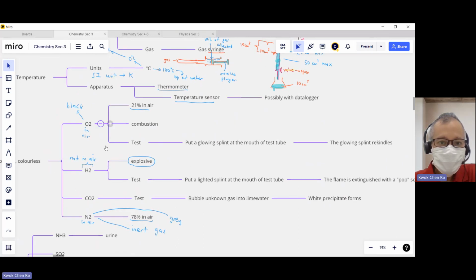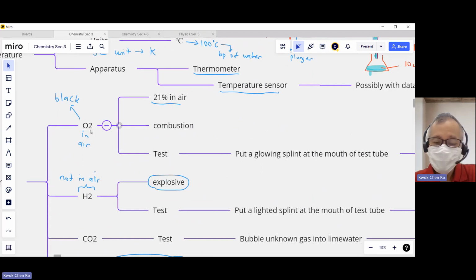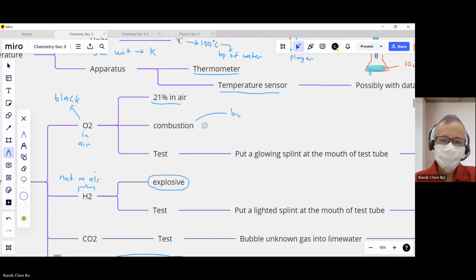Let's go back to O2. I didn't write it down, but I assume you already know it's important for respiration. Basically, it's important for survival. Animals, plants, they need O2, but I don't think that you need to know that, at least not for chemistry. But you need to know this: O2 is needed for combustion. Combustion means burning. So when you want to burn something, oil, petrol, diesel, even burning of metals, you need O2.